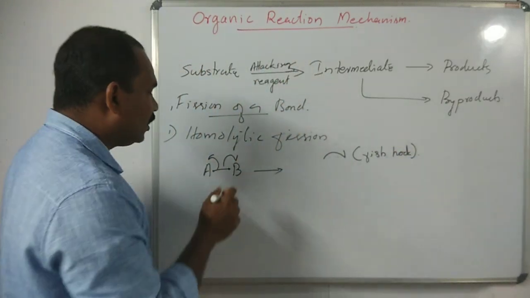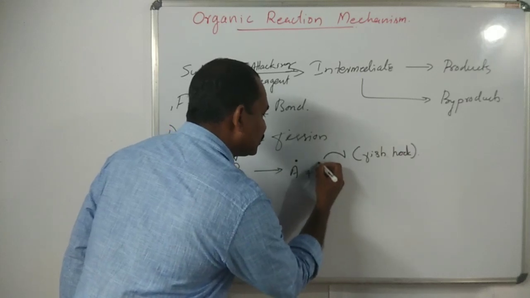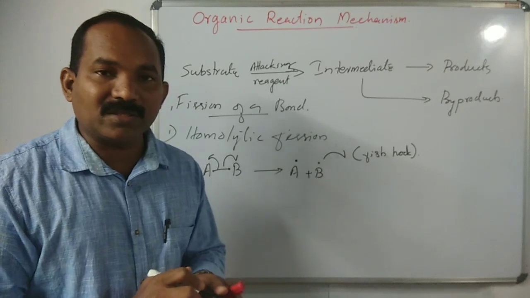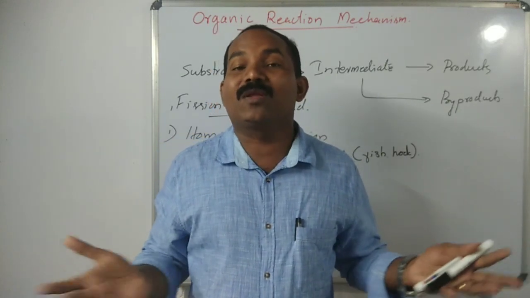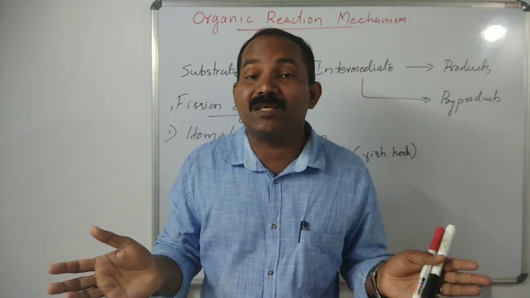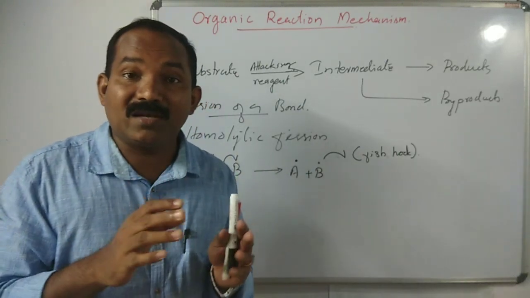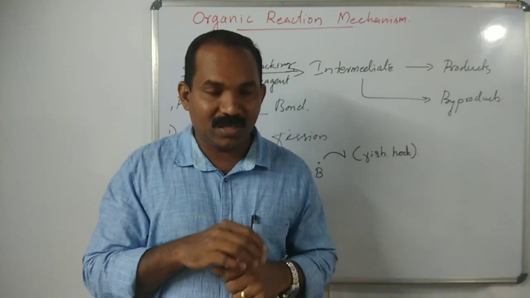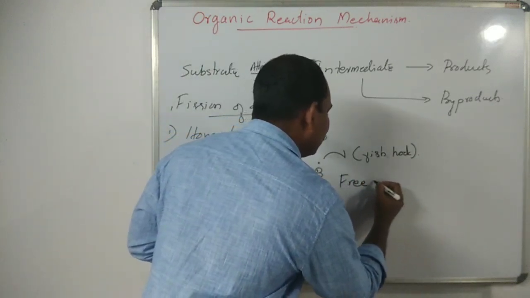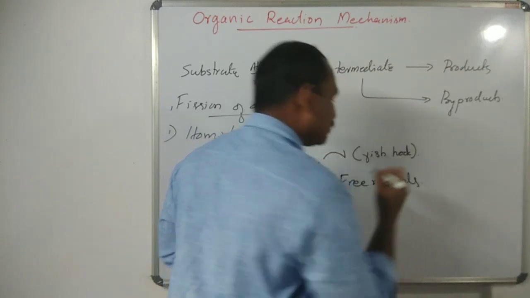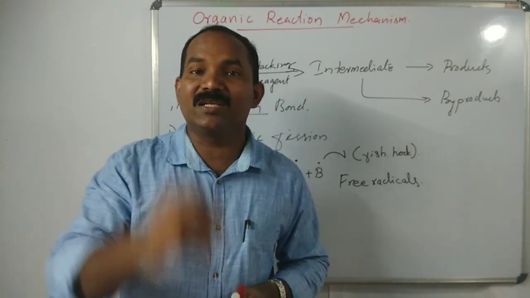What happens? A has its electron, plus B has its electron. So how is a bond cleaved? The bond is cleaved by each fragment taking its own electron. An unshared electron remains in the species. Such species are called free radicals. So what are free radicals? Free radicals contain an unshared electron.